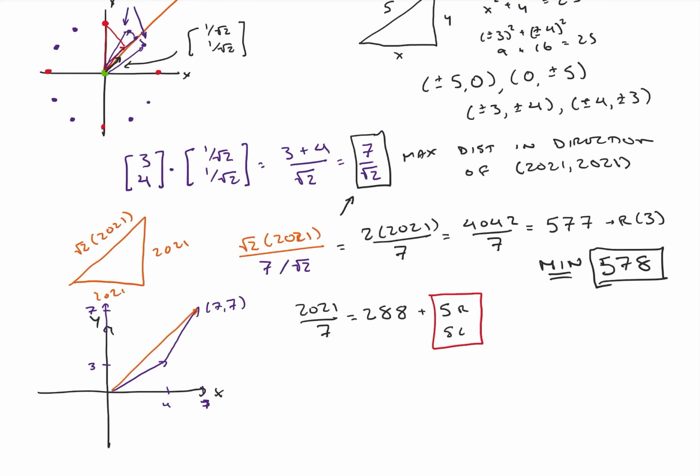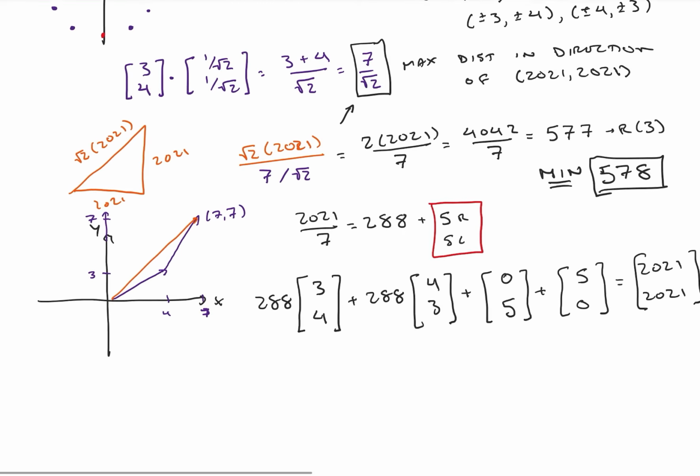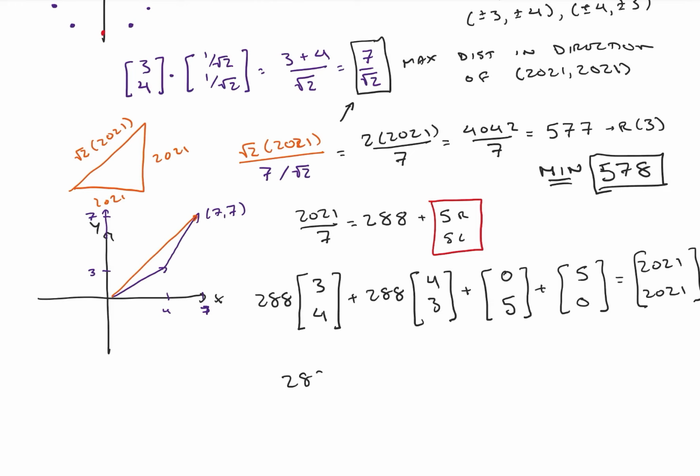So what we're going to do here to get to my end point is we're going to do 288 moves in the 3-4 direction. We're going to do 288 moves in the 4-3 direction. And then we're going to do 1 move in the 0-5 direction and 1 move in the 5-0 direction. And if we add all these guys up, we're going to get exactly 2021 and 2021. How many moves did we make? We made 288 plus 288 plus 1 plus 1, which is exactly 578, which we already showed was our absolute minimum.